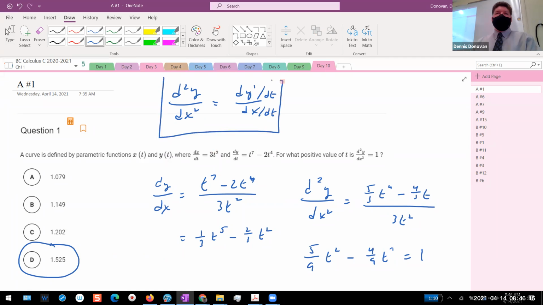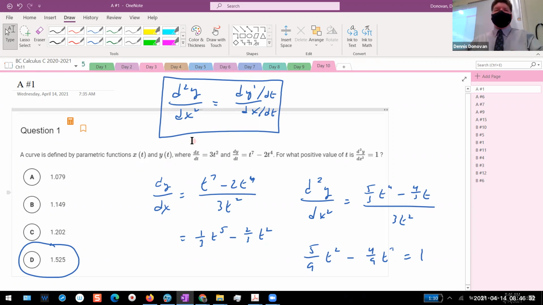I did mention that on the day that we did derivatives of parametric. I don't know that you had any questions that asked you for that along the way, but that's what you have to remember for the second derivative, okay?